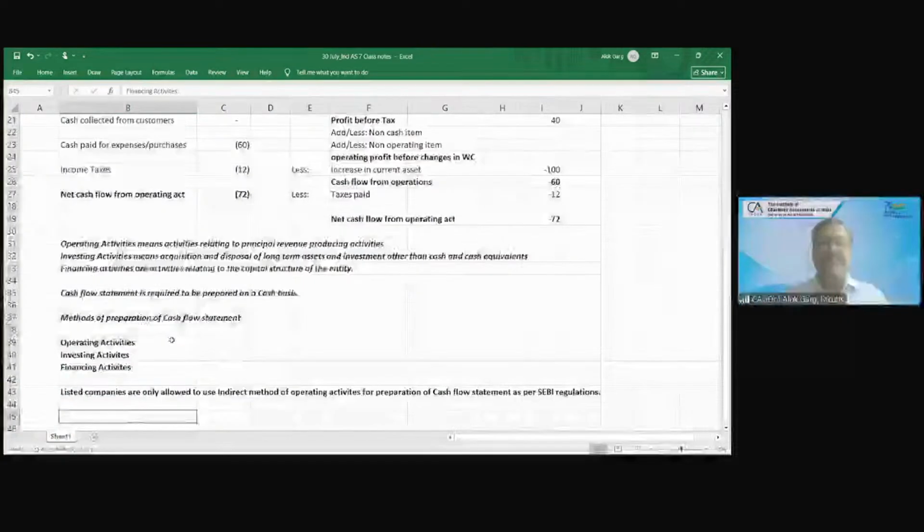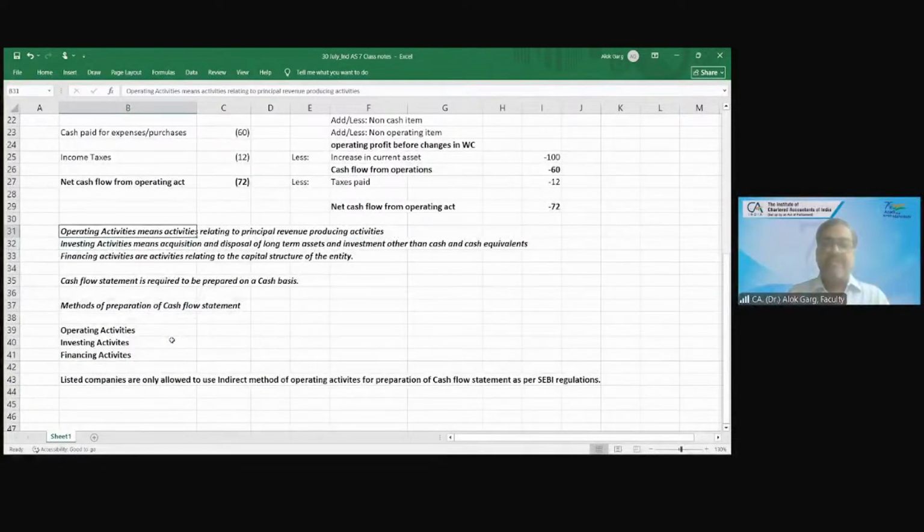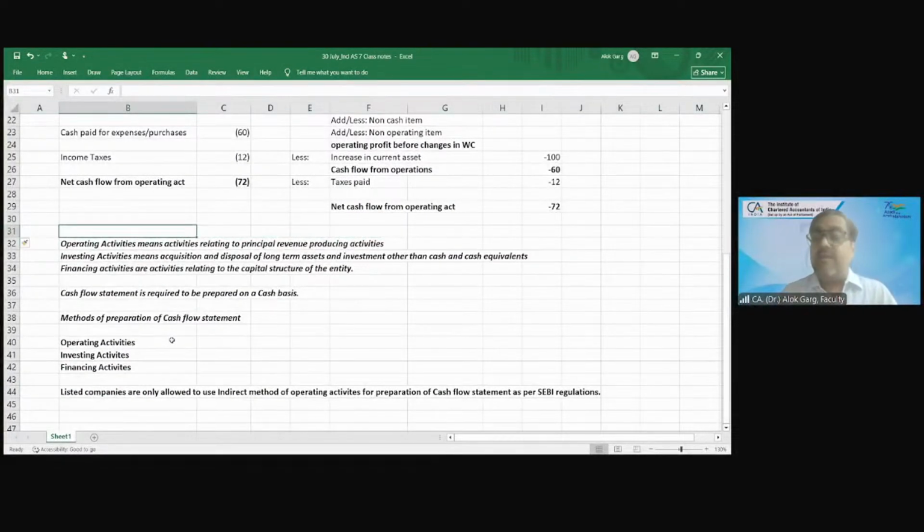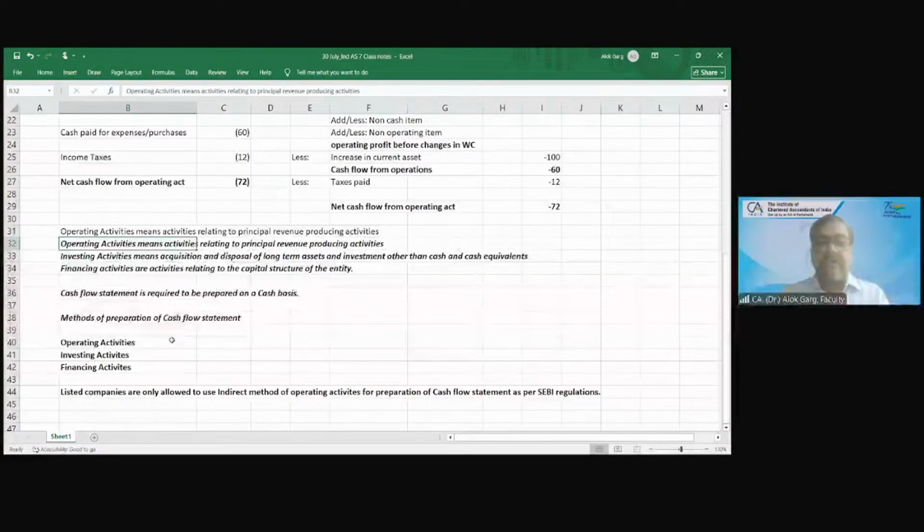Irrespective of the fact that direct and indirect method both are allowed in the standard, why are listed companies always following the indirect method? Please tell me.